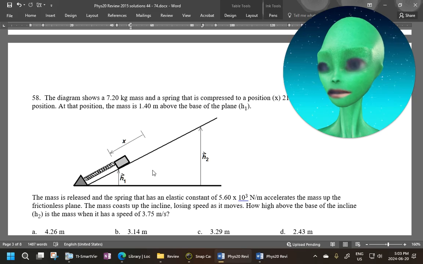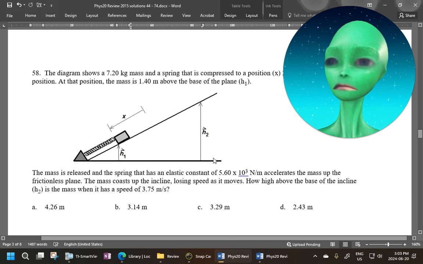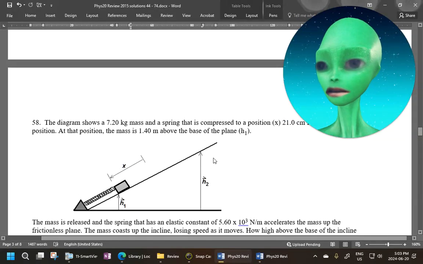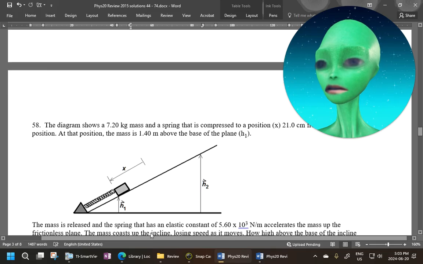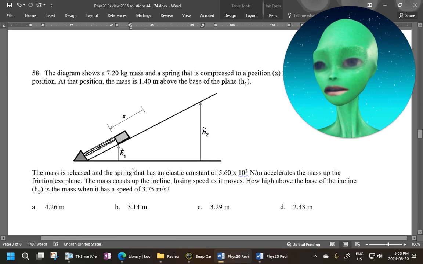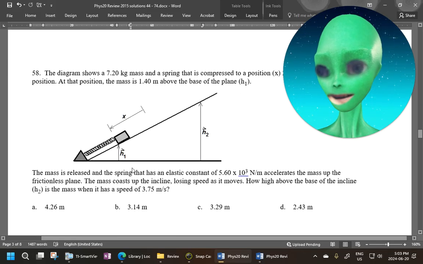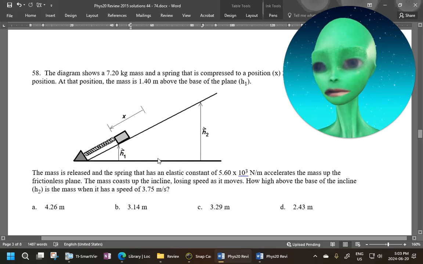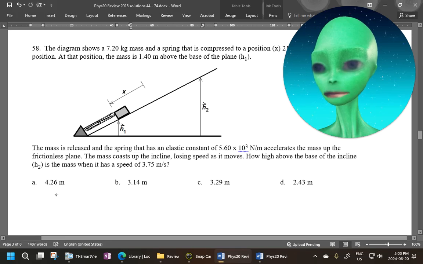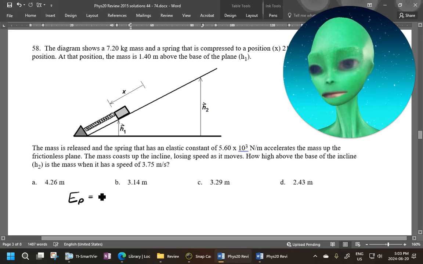Okay, so that's its rest position. So when it's compressed, it's all going to be EP. So maybe that's what we want to find out. What's the EP? So Hooke's law says, or actually Hooke's law, we find the EP going 1/2 kx squared.